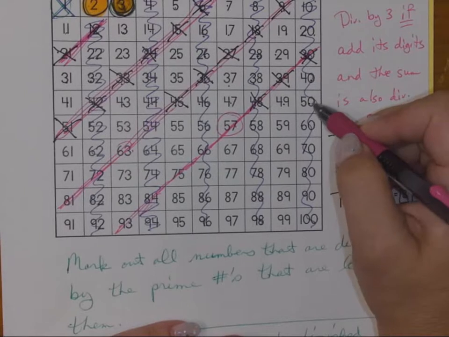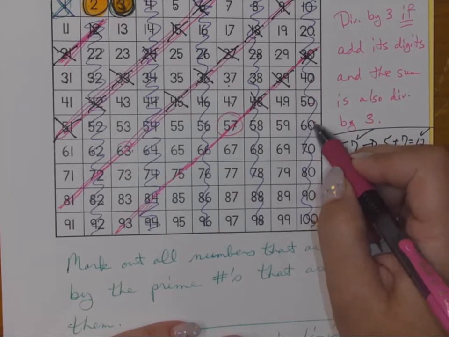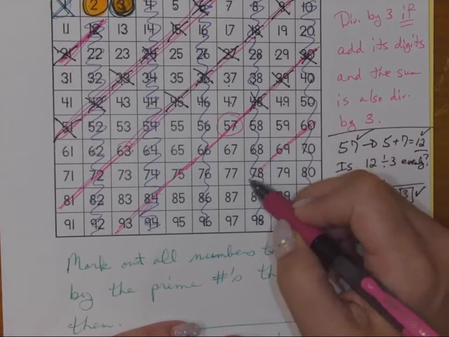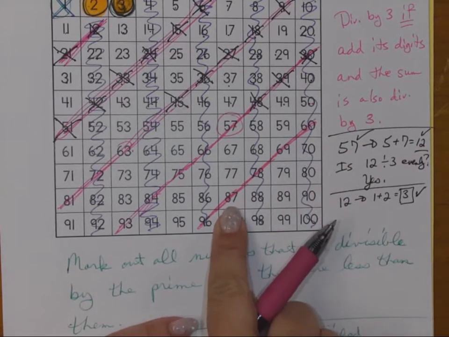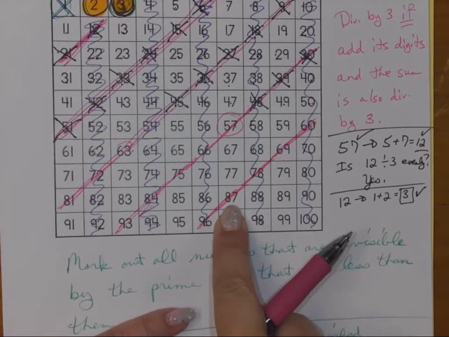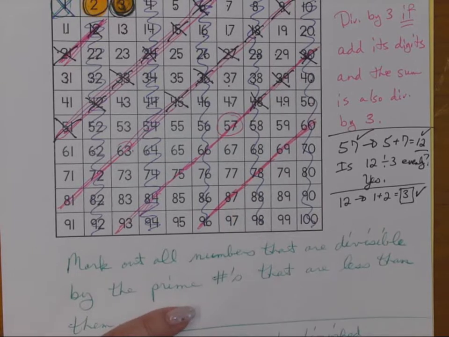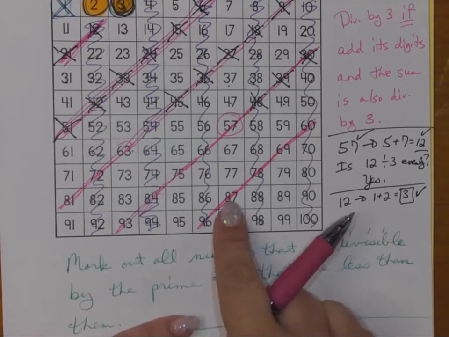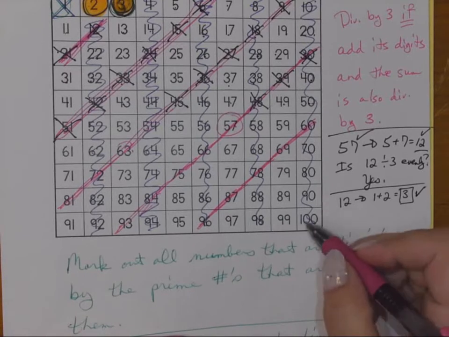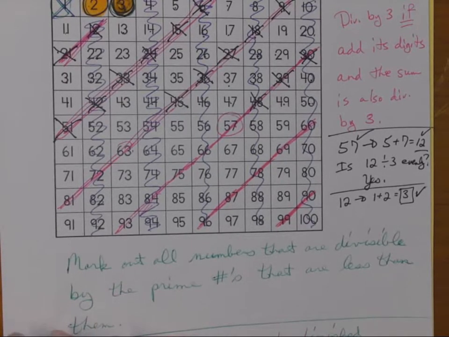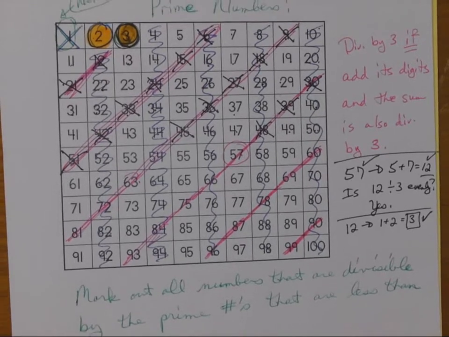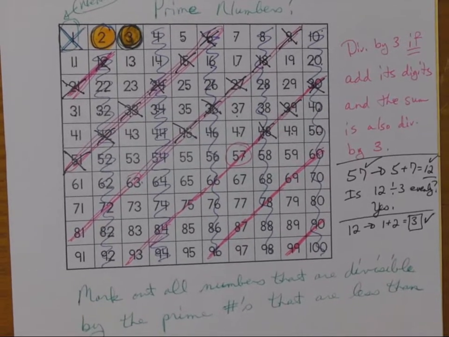Okay, so we're going to skip 2 diagonals, come down here to the 60 diagonal. 60, 69, you can see some of them already marked out. If you're not sure, again, 8 plus 7 is 15. So for sure, 15 is divisible by 3, so 87 is divisible by 3. And then the 90 diagonal, 99. I picked up a couple of extras, right? All right. So you can see what's going on with this.